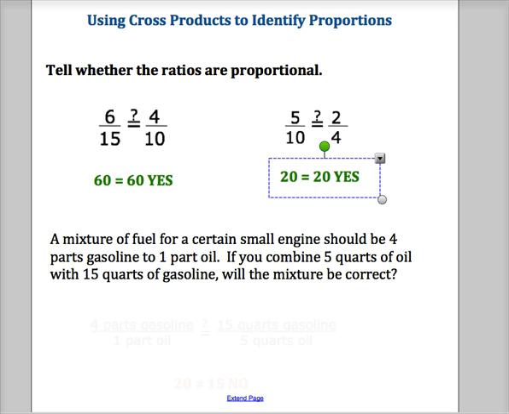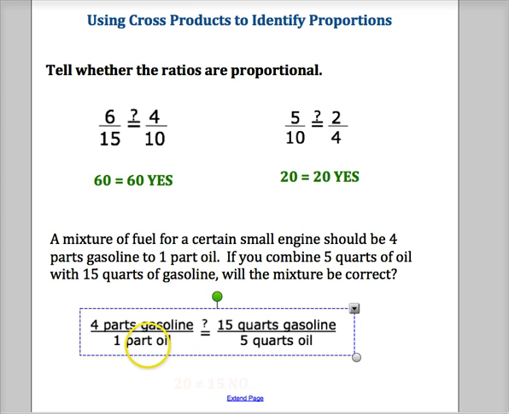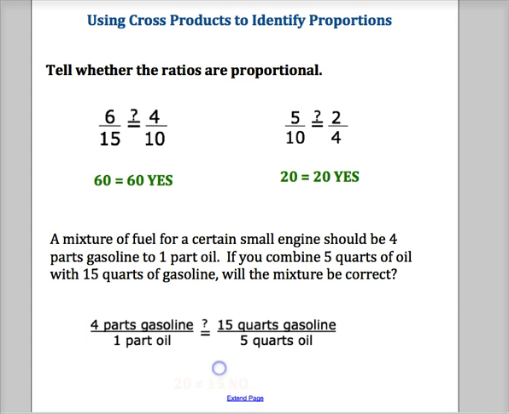A mixture of fuel for a certain small engine should be 4 parts gasoline to 1 part oil. If you combine 5 quarts of oil with 15 quarts of gasoline, will the mixture be correct? So make sure you set up your initial ratio correctly. 4 parts of gasoline to 1 part oil. So is that the same as 5 quarts of oil to 15 quarts of gasoline? So it's a part and a part. Well, is 4 parts of gasoline the same? Let's check that out. What do you think?